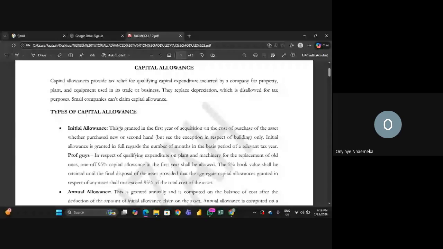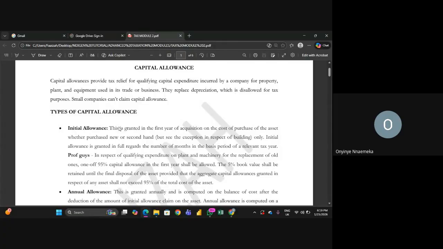Okay, so I was talking about initial allowance. It is granted in the first year, the year that you purchase the assets, whether it's new or second hand. And it is granted in full, regardless of the number of months in your basis period. So it means that even if your basis period covers less than 12 months, you don't prorate initial allowance.